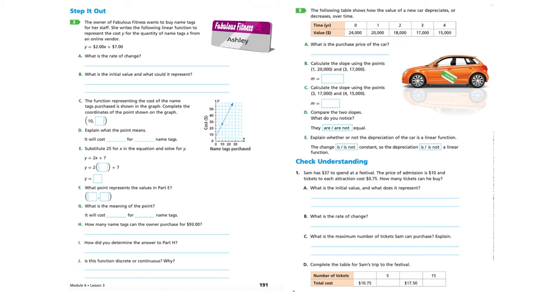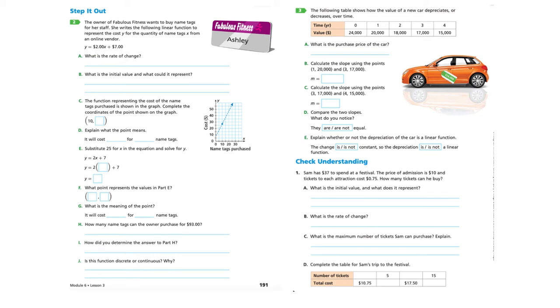And then C, the function representing the cost of the name tags purchased is shown in the graph. So they give you the line, they graph it for you. Complete the coordinates of the point shown on the graph. So they give you the x-coordinate and they want to know what's the y-coordinate for that. Explain what this point means. Substitute 25 for x in the equation and solve for y. So they give you some help there.